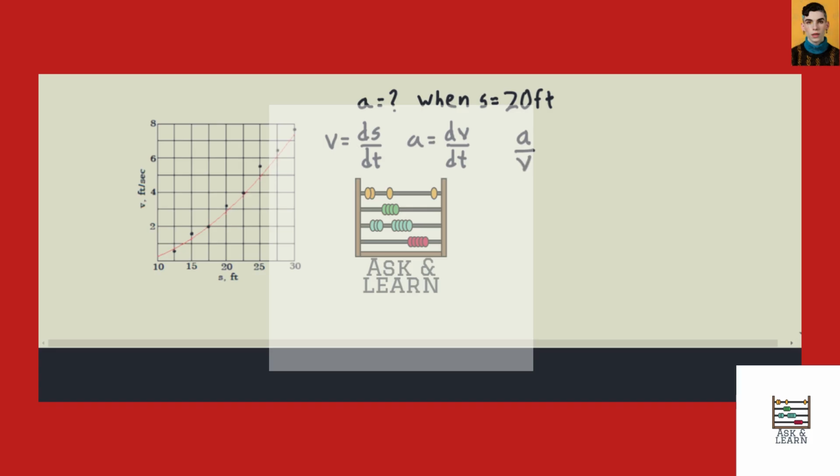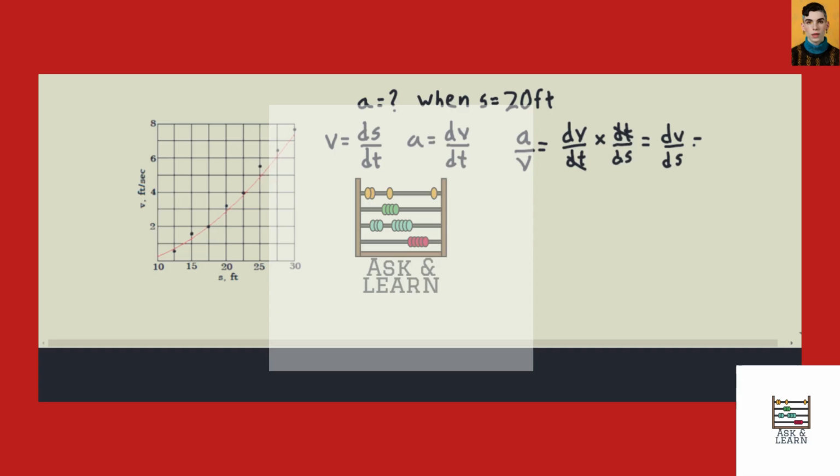If we take our acceleration and divide by velocity, using these two definitions we'll get dv over dt divided by ds over dt, or dv over dt times dt over ds. That allows us to cancel out both the dt's, and now our expression for a over v is equal to dv over ds. dv and ds are actually found using the constraints of our graph.